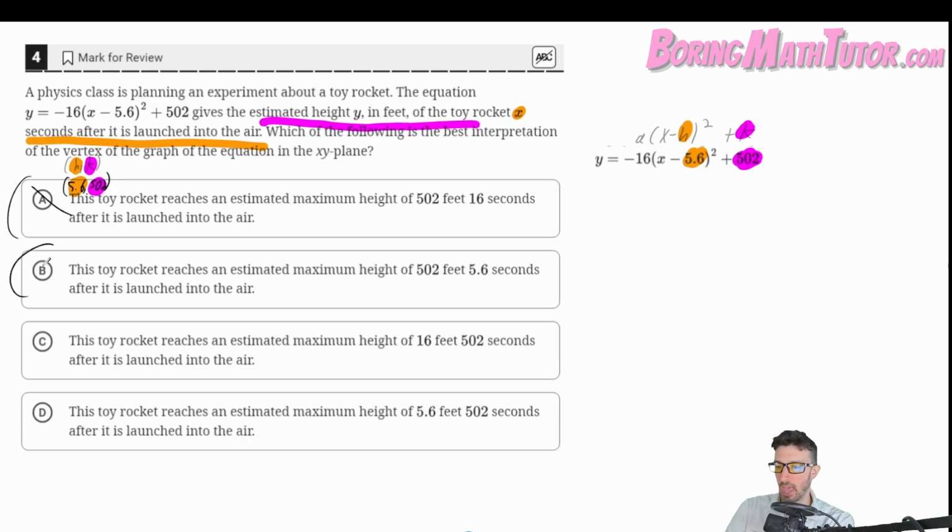Yeah, that looks excellent. Now, if I take a look at any of these other answer choices that actually have those same numbers in it, this one says it reaches a maximum height of 5.6. No, that's the y. And then they mixed up the x and the y. So no, the answer is definitely B, that it reaches a maximum height of 502 feet, that being your y.